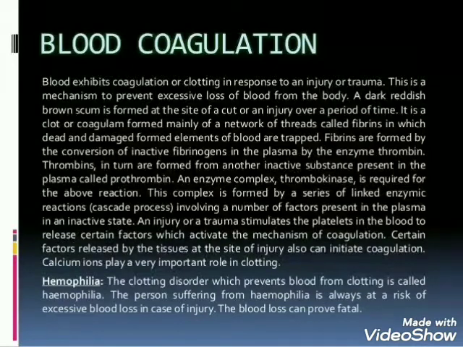The lack of coagulation of blood is a clotting disorder, that is hemophilia. So hemophilia is a sort of clotting disorder which prevents the blood from clotting. The person who is suffering from hemophilia is always at risk of excessive blood loss in case of injury, and that blood loss at times can be fatal.